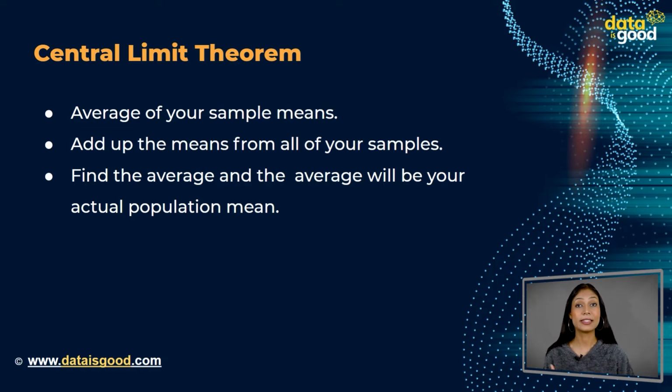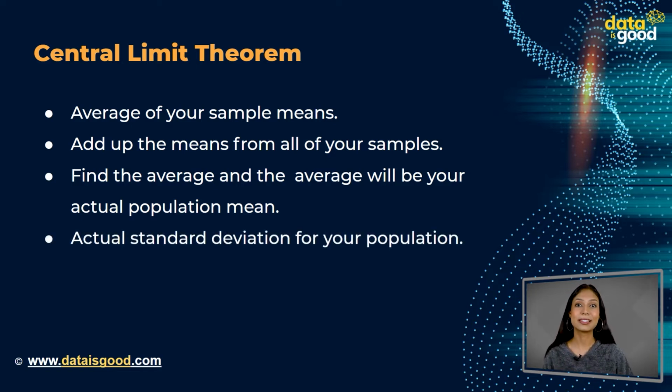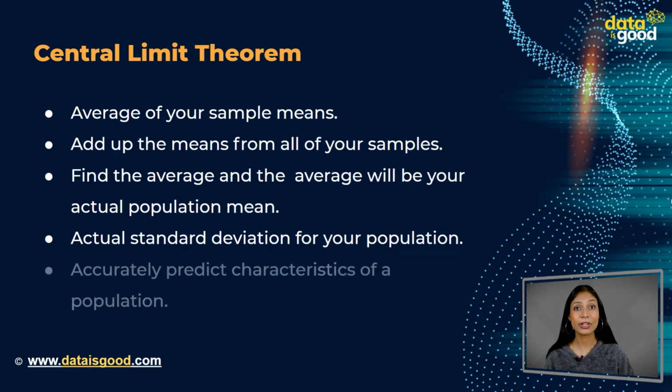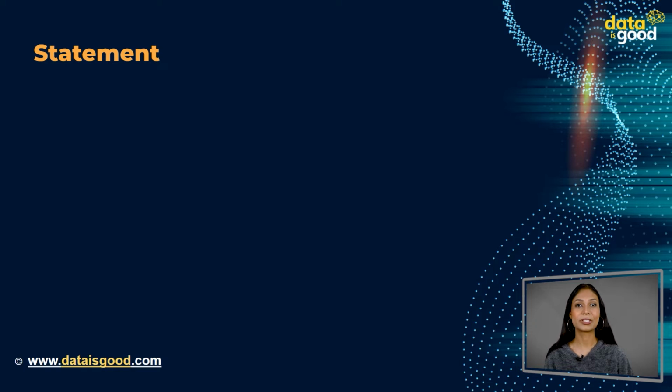Similarly, if you find the average of all of the standard deviations in your sample, you will find the actual standard deviation for your population. It is a pretty useful phenomenon that can help accurately predict characteristics of a population. Let us look at the statement of the Central Limit Theorem.